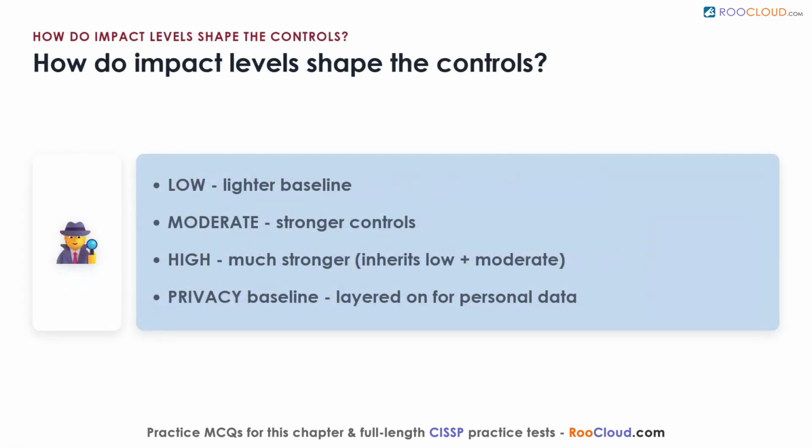How do impact levels shape the controls you pick? By matching the strength of protection to what is at stake. A widely used framework sorts systems into low, moderate, and high impact, based on the harm a compromise would cause. Low impact gets a lighter baseline, while high impact stacks on much stronger controls. There is also a dedicated privacy baseline for any system handling personal data, which you layer on top of the others. And the levels build upward. So a high impact system inherits everything below it plus its own additions. Rate the system honestly, then let that rating drive the baseline.